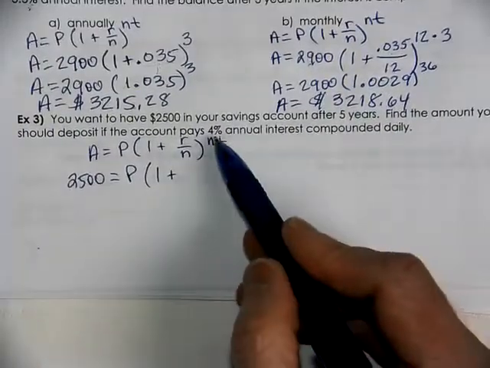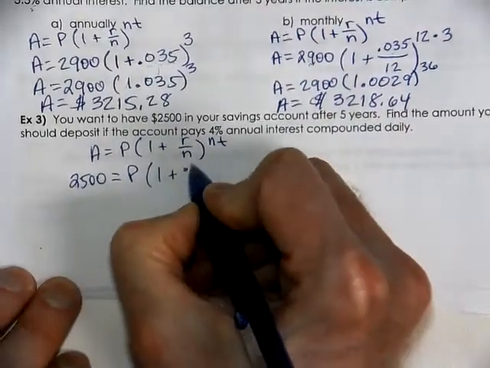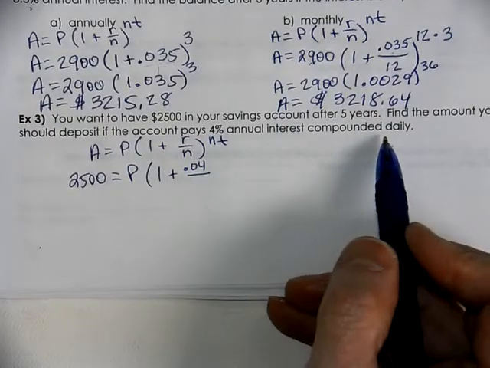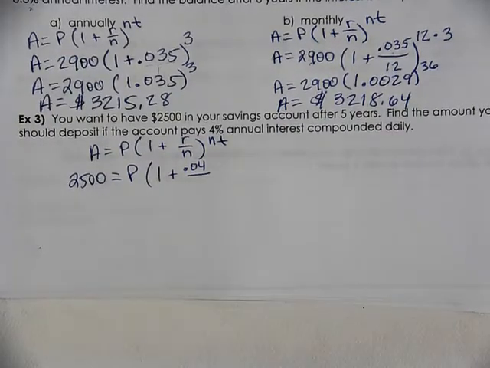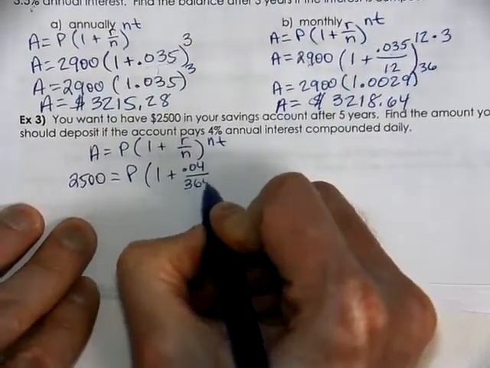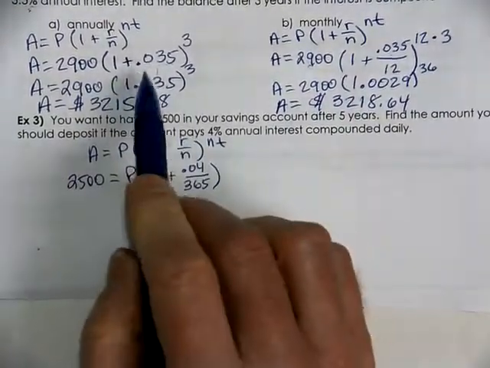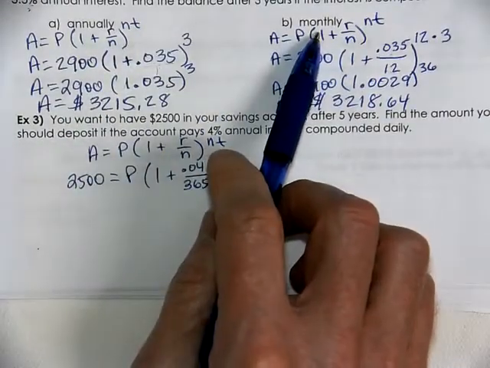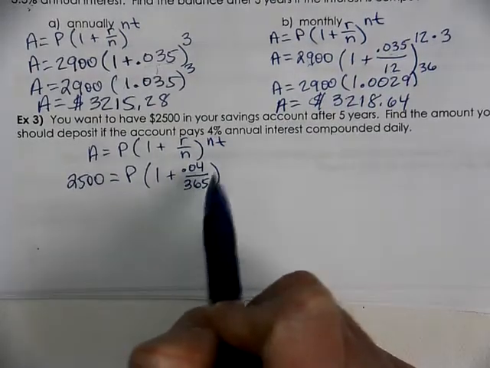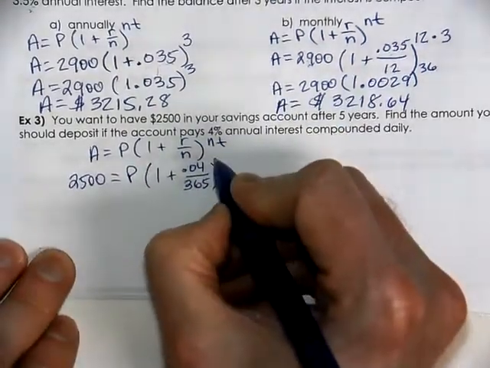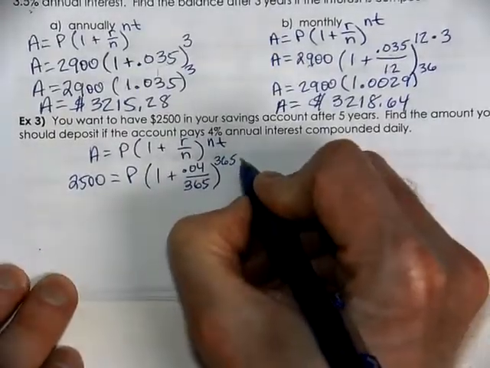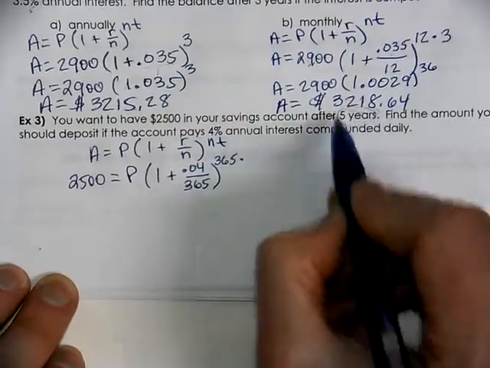We know that our interest rate is 4%, so we get our 0.04, and we're compounded daily. So the question is, how many days are there in a year? 365. In a previous question, it was how many months were there in a year. Now we're talking about compounding daily, so it's the number of days in a year. N value is still the same, 365, and we're timesing this for a total of 5 years.